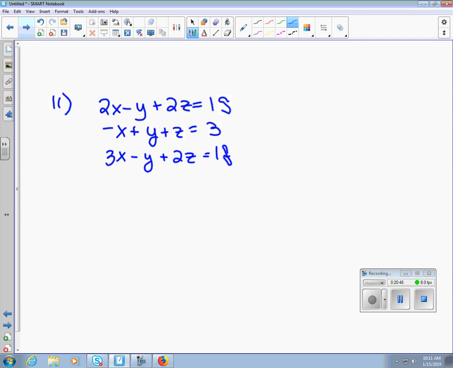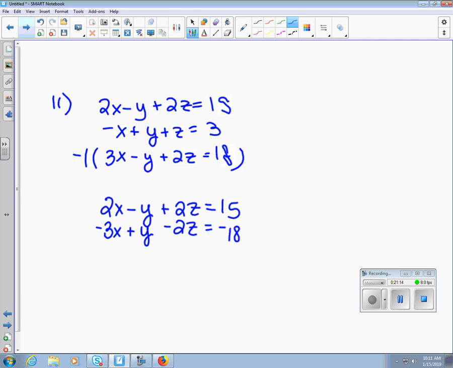So which two equations look the most alike that we could get more bang for our buck? We can get rid of 2 letters if we're smart. The top and the bottom. So I'm going to have 2x minus y plus 2z equals 15. I hate to subtract, so I'm going to multiply this equation on the bottom by -1. So I'm going to have -3x plus y minus 2z equals -18. Does everybody see that the y's and the z's will drop?